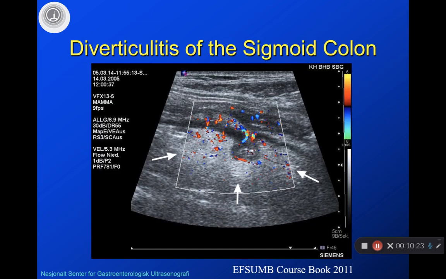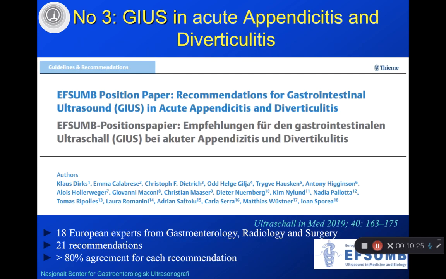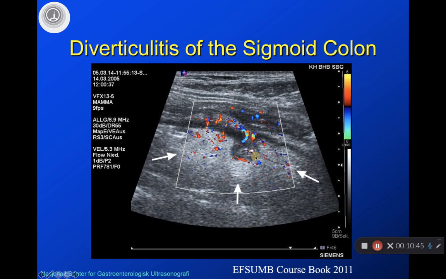Our guideline number 3 was about acute appendicitis and diverticulitis. And these are important issues in the field of GI scanning, and we gave our 21 recommendations in this paper, and there was above 80% agreement for each of the recommendations. I will give you one example, as this also will be covered in a later lecture.